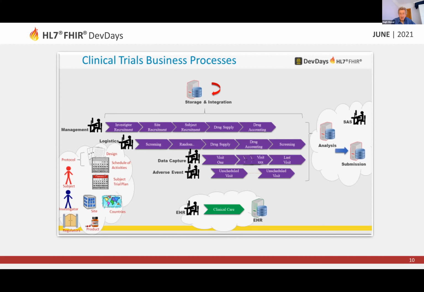The data, once it's collected, goes out to analysis and then submission. So that's a completely different set of storage. And of course, there's all the resources that go into it, physical resources, that is, the subjects, the protocol, the trial plan, and so on. And at the same time, you've got clinical care going on, so a little cloud at the bottom. That's running in parallel and doing so many of the same things, but doing it through different systems.